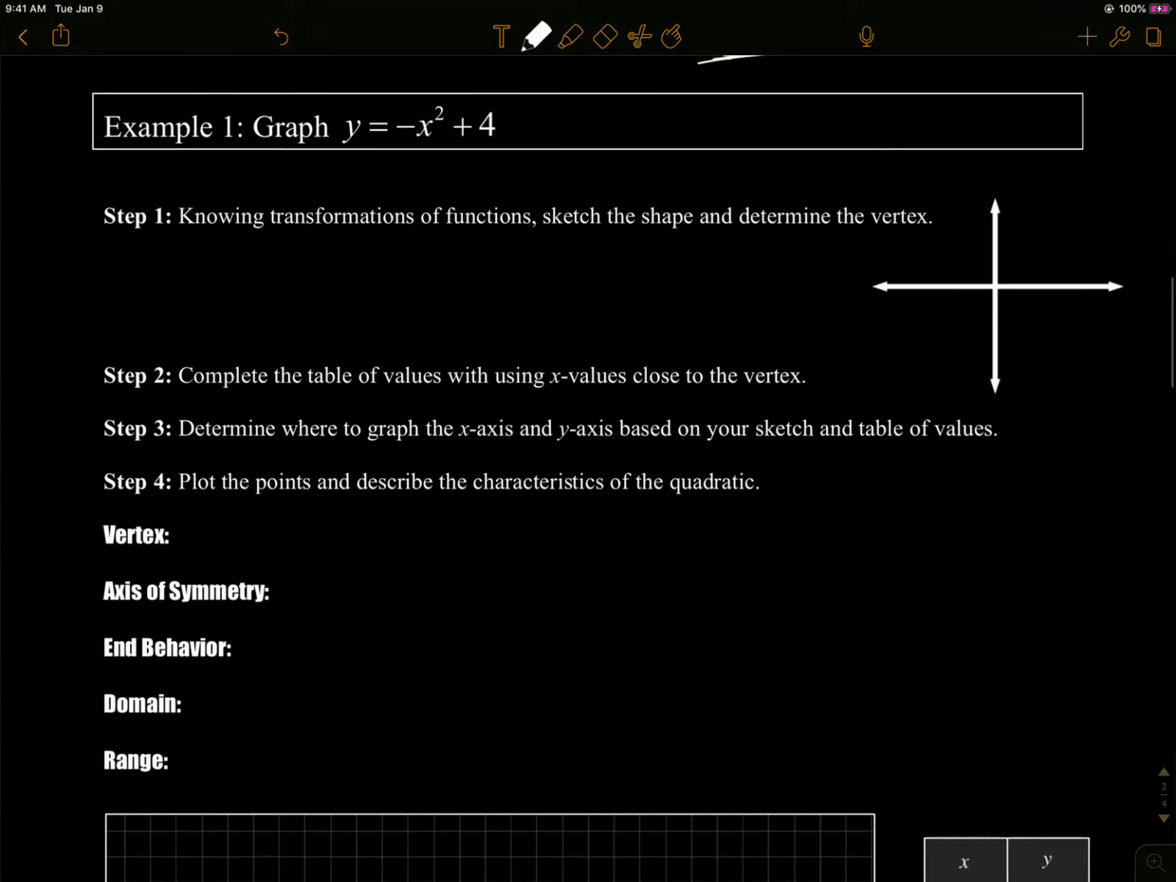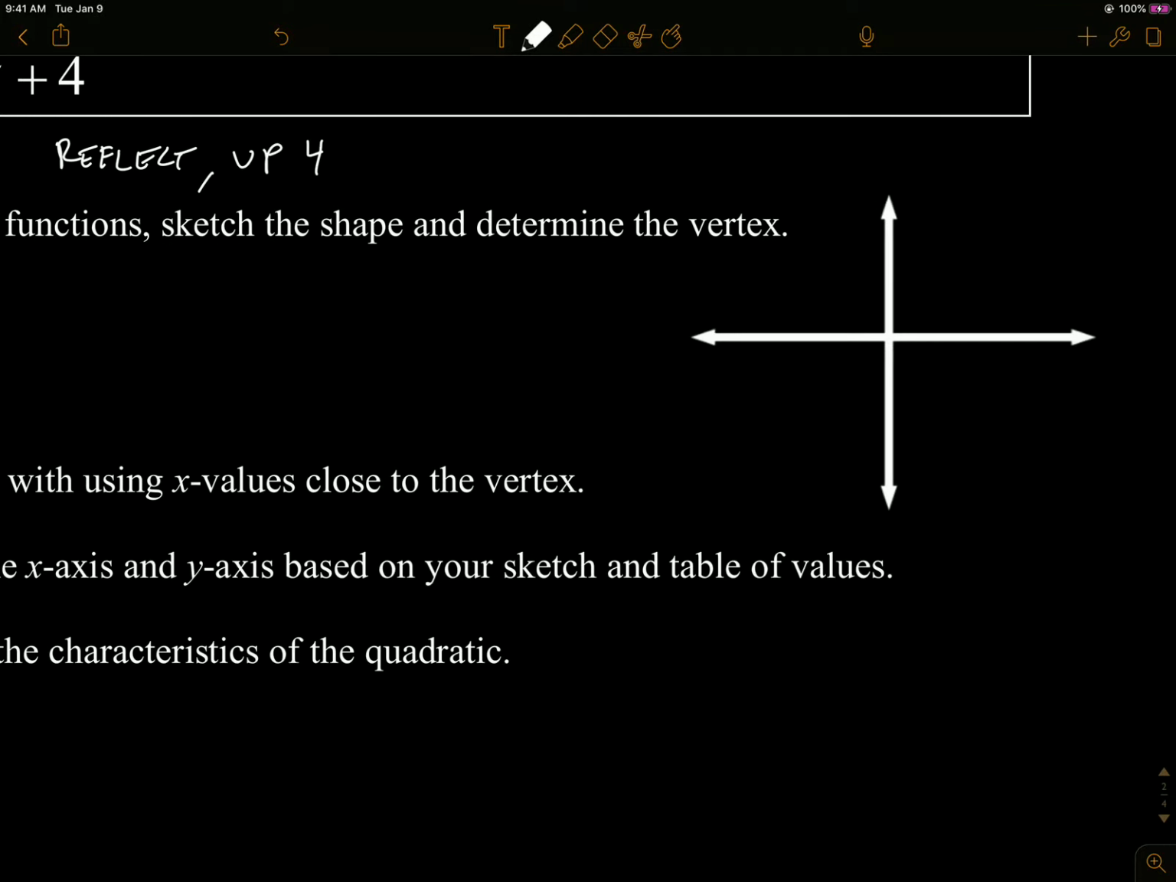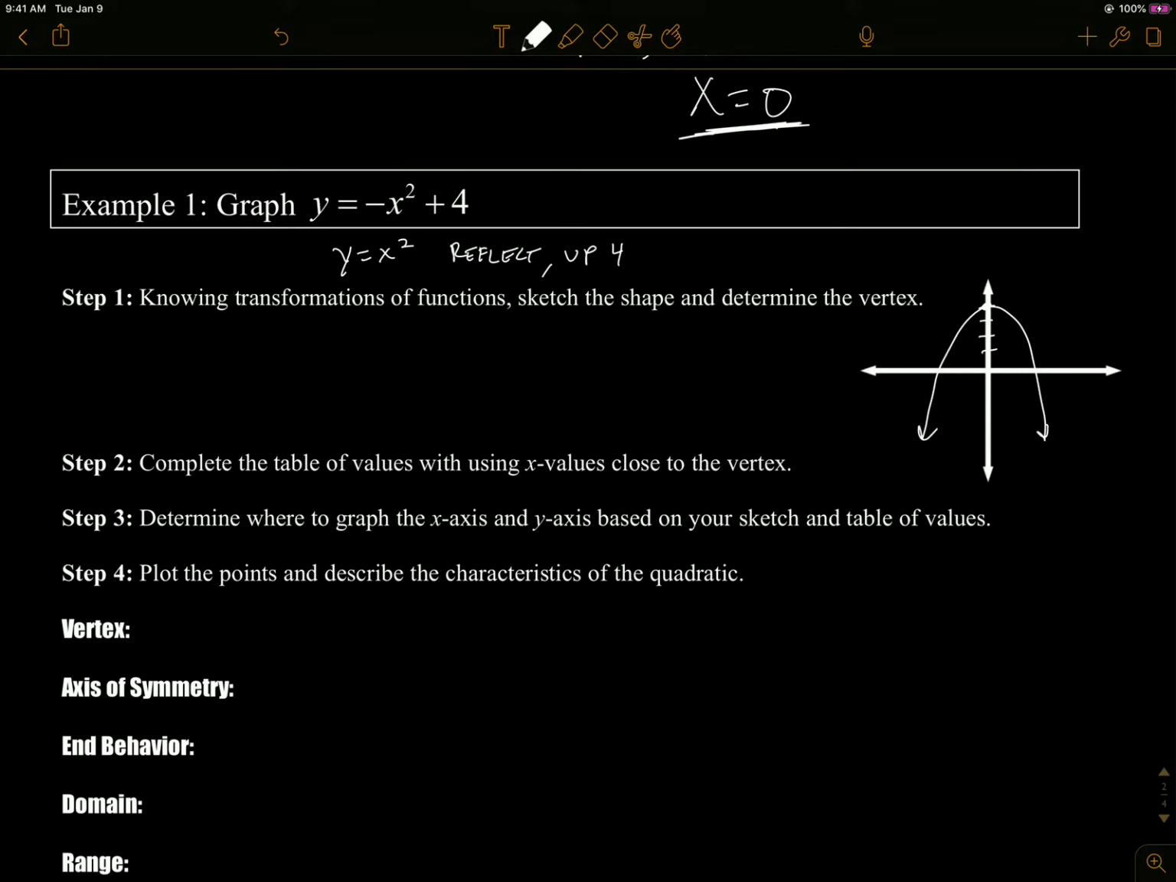Example 1, let's graph this parabola, y equals -x squared plus 4. Knowing transformations of functions, sketch the shape and determine the vertex. So we know the parent function was y equals x squared. What does the negative do? It's going to reflect, and then it's going to go up 4 because of the plus 4. So I've got (0, 0). Now it's going to be up 4, and it's going to open downward. There's our quick sketch.